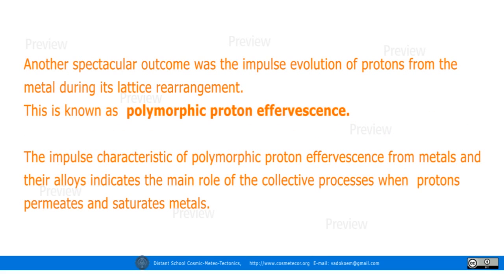Another spectacular outcome was the impulse evolution of protons from the metal during its lattice rearrangement. This is known as polymorphic proton effervescence. The impulse characteristic of polymorphic proton effervescence from metals and their alloys indicates the main role of the collective processes when protons permeate and saturate metals.